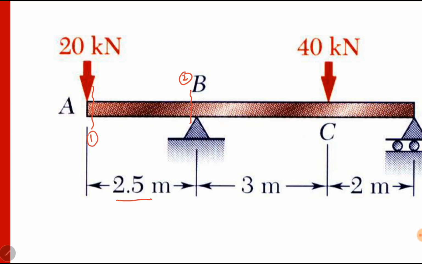The third section will be on the right side of point B, section 3. Again, section 3 is on the right side of B, and it is so near to B that it has 0 distance from point B, and it has 2.5 meter distance from point A. There's a difference between section 2 and section 3. Both are almost at B, but 2 lies slightly on the left side of B, and 3 lies slightly on the right side of B. They both have 0 distance from point B.